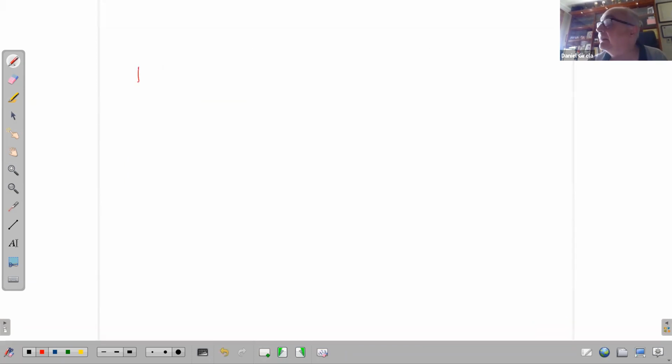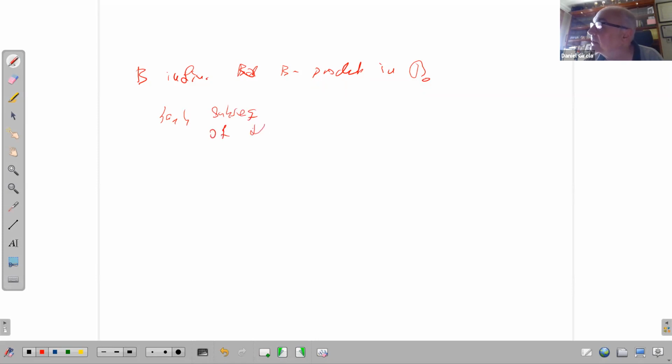So we have an infinite Blaschke product in B naught. Then take a_n as a subsequence of the sequence of zeros of B, and so that a_n is interpolating.